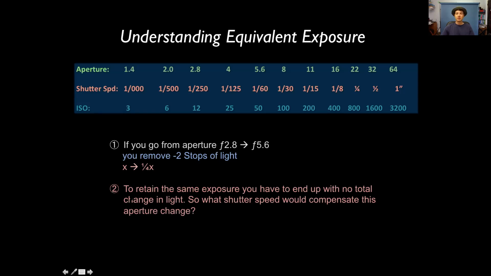So here's my question for you. To retain the same exposure, you have to end up with no total change in light, right? So what shutter speed would you compensate this aperture change with? What shutter speed would compensate this change in aperture from f2.8 to f5.6?